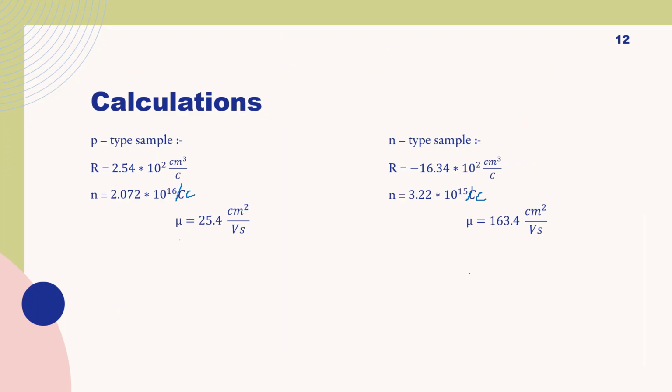So here are the calculated values for P-type and N-type germanium samples. We can see that these values are very close to the theoretical values. Specifically, the values of charge carrier density are easier to look at, and we can see that those are very close to the range of theoretical values.